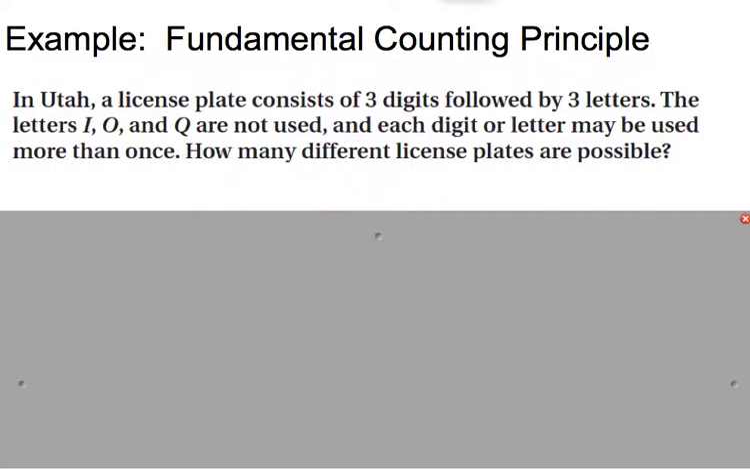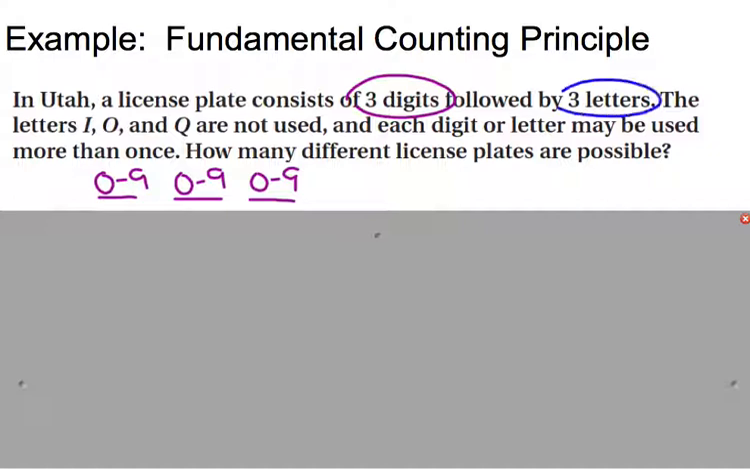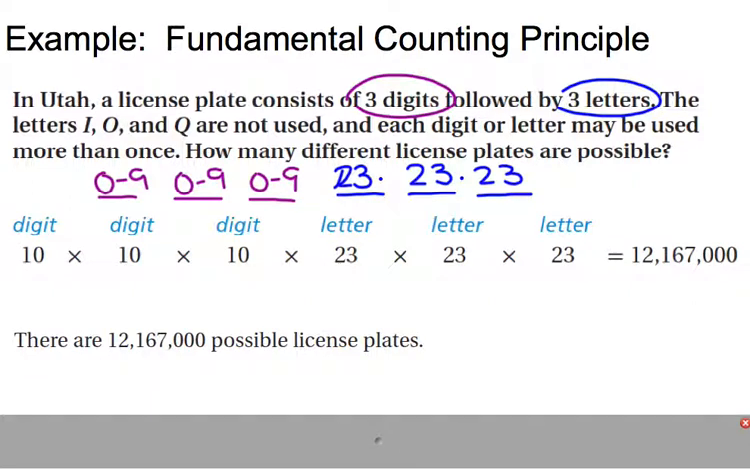And we think about the first three choices, the digits. So we have 0 to 9 choices here, 0 to 9 choices here, and 0 to 9 choices there. And then we have our letters. Now our alphabet has 26 letters. We have 23 letters here, 23 letters here, and 23 letters here. Now, below this gray box is our answer.